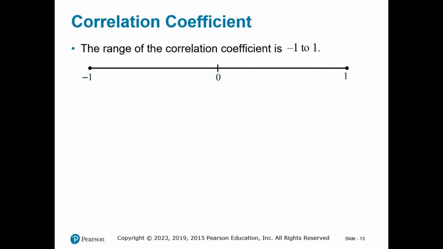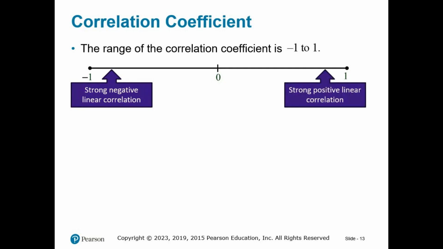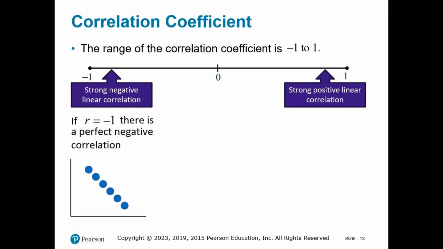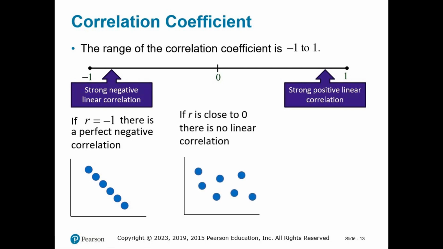The range of R is actually quite limited, and kind of like with probabilities, where it sits on the range has a meaning. The range of values for the correlation coefficient is -1 to 1. The closer to -1 it is, the stronger its negative linear correlation. The closer to +1, the stronger positive linear correlation it has. If r equals -1, there is a perfect negative correlation. If r is close to 0, there is no linear correlation at all.